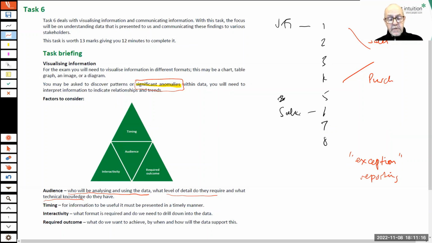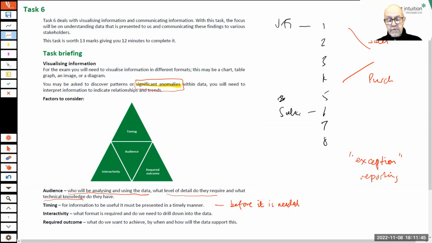Timing. For information to be useful, it must be presented in a timely manner. In simple terms, that means before it's needed. There's no point you producing the most fantastic set of graphs, or incredibly perceptive information, and then handing it in the day after the order's been placed for whatever the decision was. So timely means it's needed when it's needed.